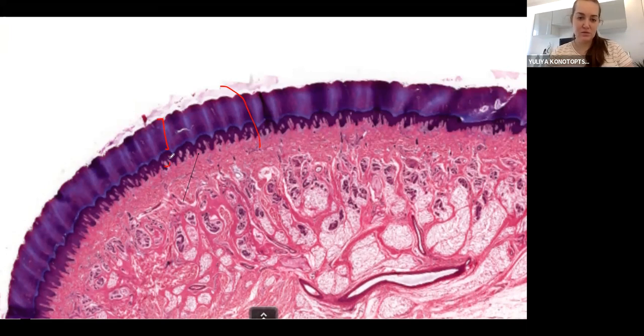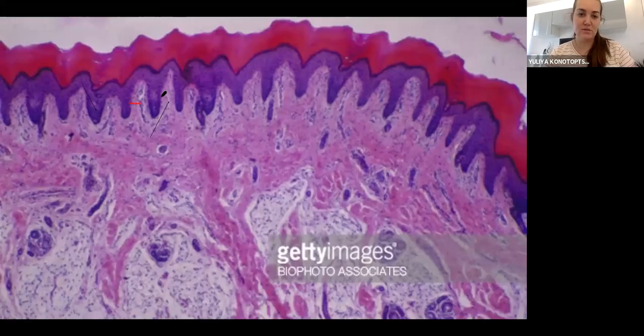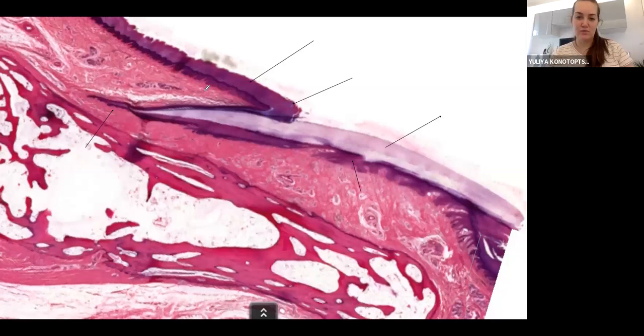Dermal papillae and rete ridges are present here, right? So nothing interesting, exactly the same thing. That's how the dermal papillae should look, okay? And that's how the rete ridge should look, the counteracting part. Okay, that's for you when you study.